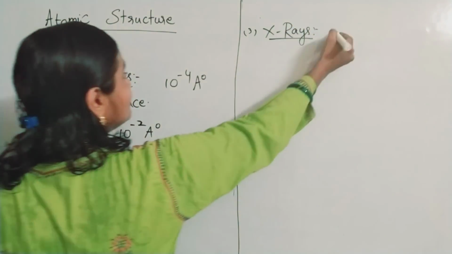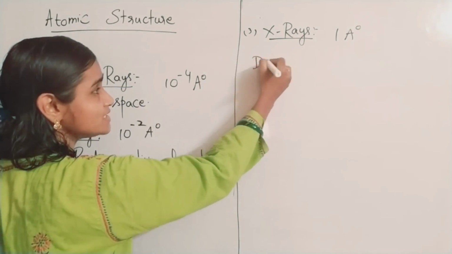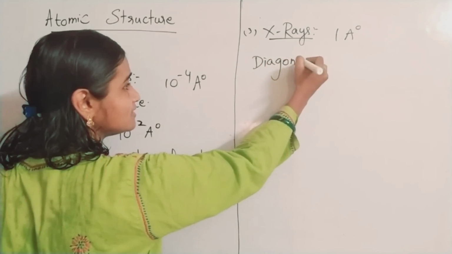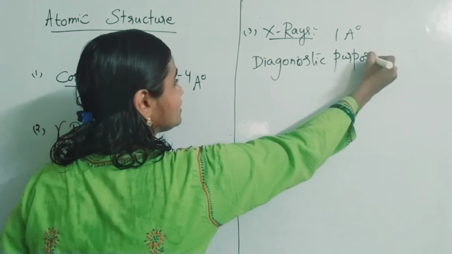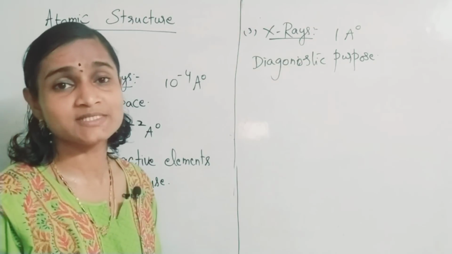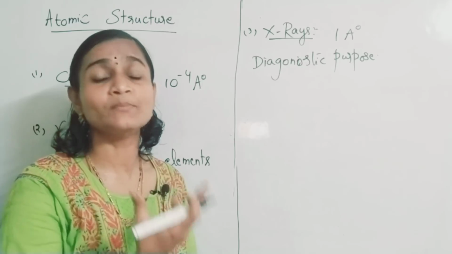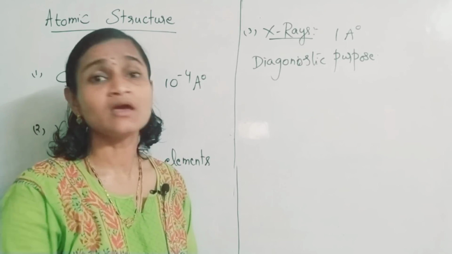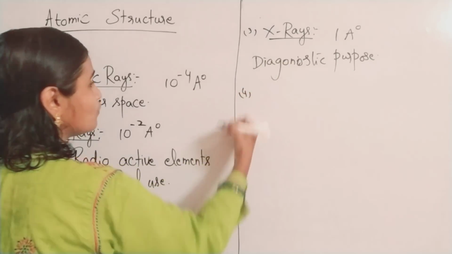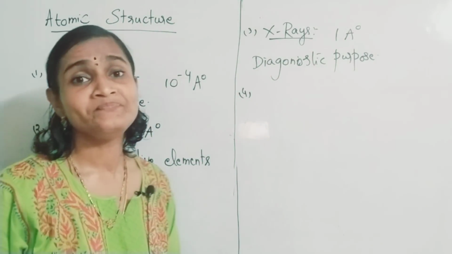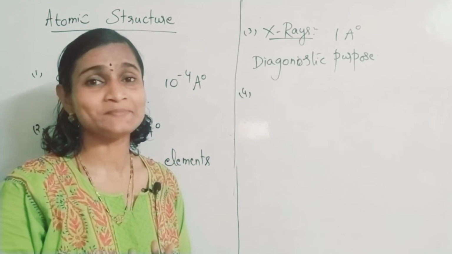X-rays have a wavelength range of about 1 angstrom, and you all know these X-rays are used for what? Diagnostic purposes, to see any ailments or any fractures in bones, to check what is there inside, where actually the problem is lying inside our body. You all know about it. How are X-rays produced? When cathode rays strike a metal plate, X-rays are produced. Recall Roentgen's experiment.